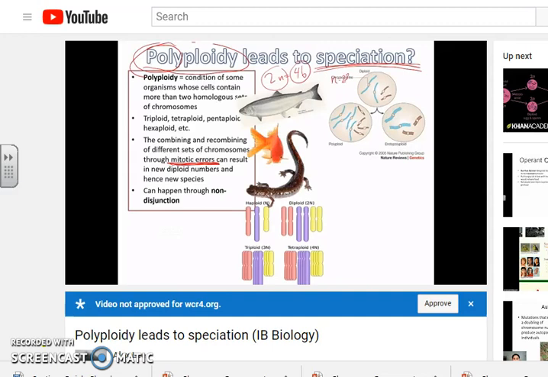And you should know that non-disjunction can lead to errors. In humans, the most famous case of non-disjunction is when the chromosomes don't separate properly during either anaphase 1 or anaphase 2, which results in extra chromosomes ending up in the gametes. And obviously, although 46 is the famous number for humans, some kids can be 47.